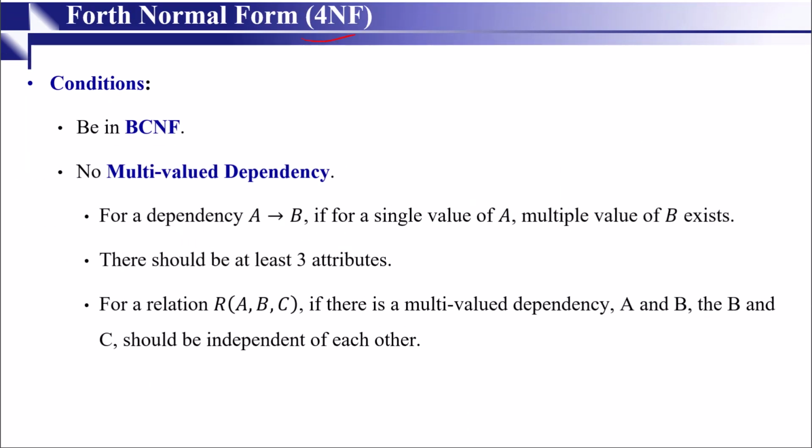Now we move to fourth NF, or fourth normal form. A table is in 4NF if it's already in BCNF and it has no multi-value dependency. What is multi-value dependency? Multi-value dependency occurs when for a single value like A, there are multiple values of B independent of C. So in a table like R(A, B, C), if A multi-determines B, B and C must be independent. So 4NF requires at least 3 attributes to apply.